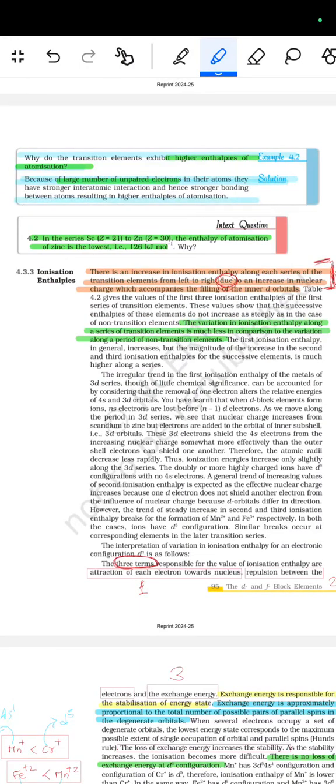Then another interesting question: in the series from scandium (Z = 21) to zinc (Z = 30), the enthalpy of atomization of zinc is the lowest, that means 126 kJ per mol.